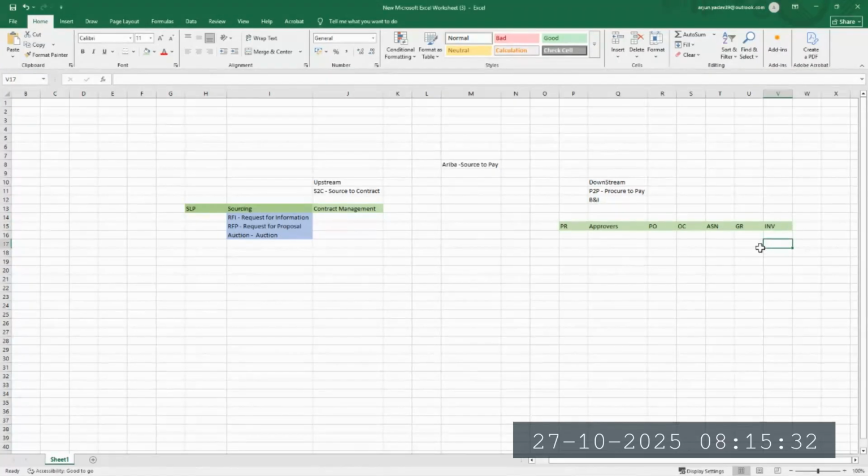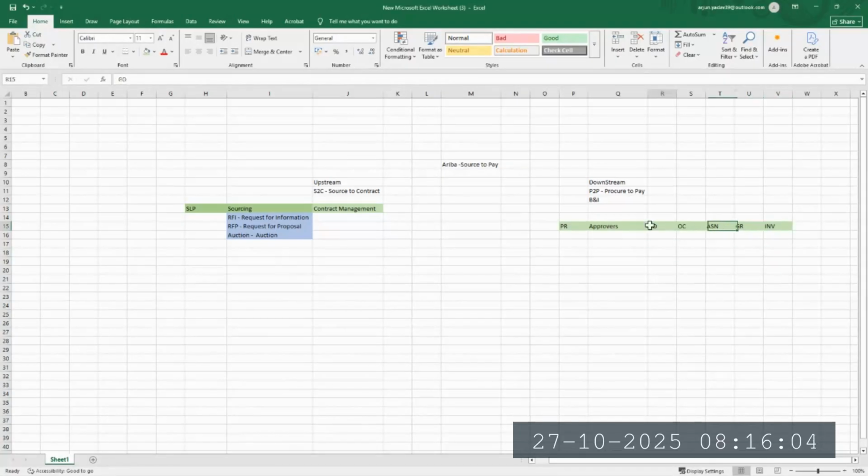So what does this three-way check mean? The Ariba system does not simply accept the invoice, whatever the supplier sends. The Ariba system will check whether the quantity on the invoice, GR and purchase order matches. And it will check whether the price on the invoice, GR and purchase order matches. And it will also check that the tax information on the invoice, goods receipt and purchase order matches. So this is called a three-way match.